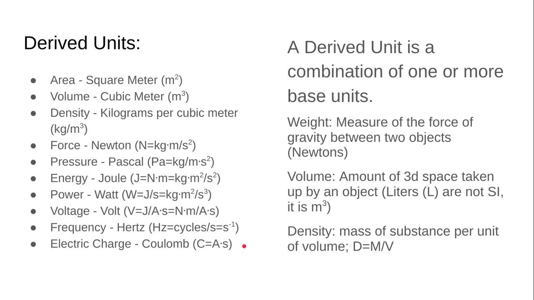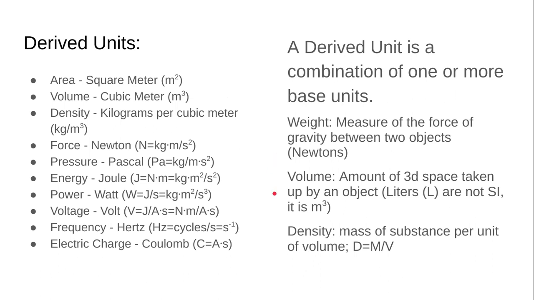Now, there are three specific derived units that you should pay specific attention to. One of these is weight. Weight is not the same thing as mass. Mass is measured in kilograms. Weight is measured in newtons. Weight, by definition, is the measure of force of gravity between two objects. Because weight has to do with the force between two objects, that's why it's measured in newtons.